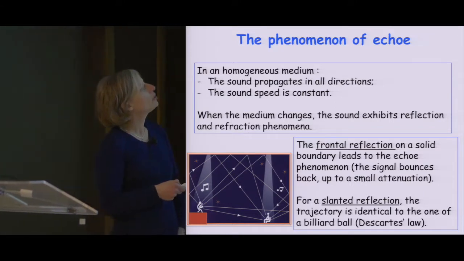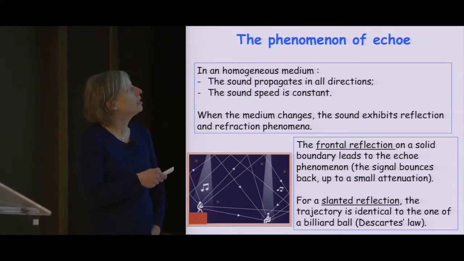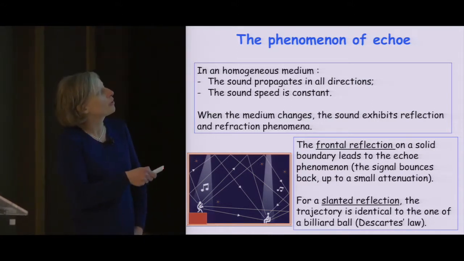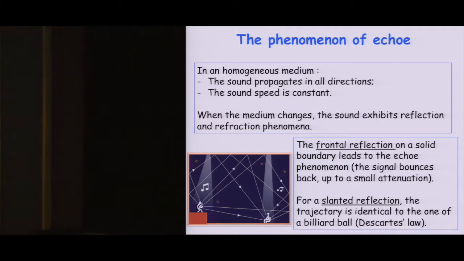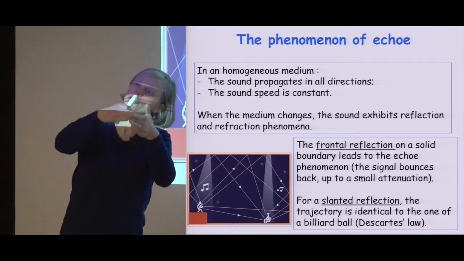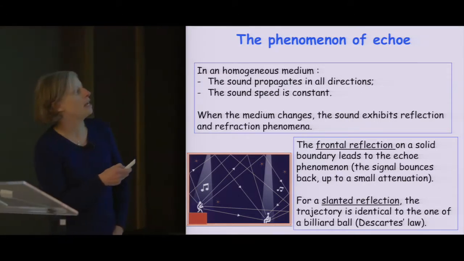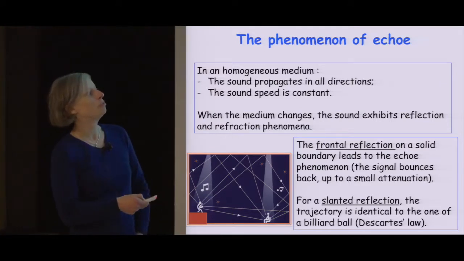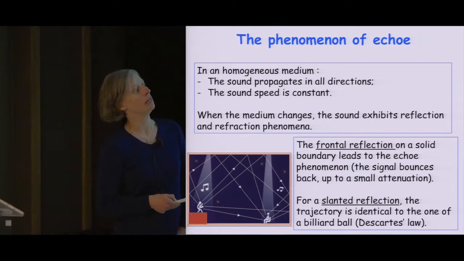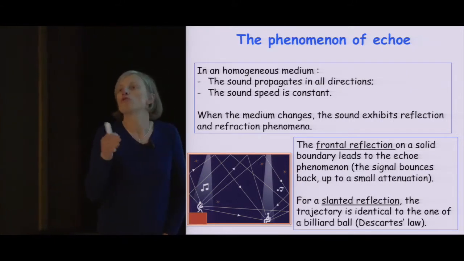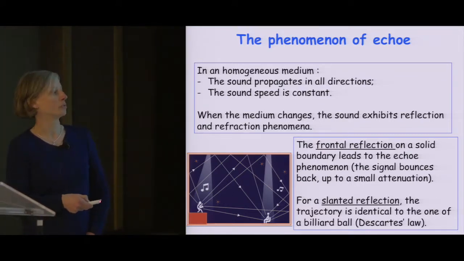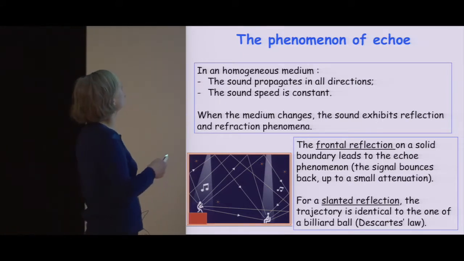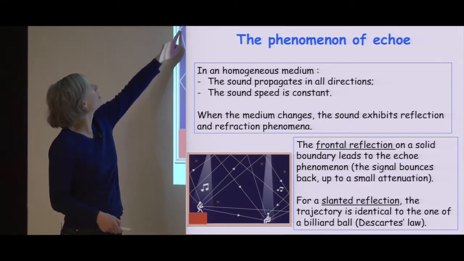And here we consider the very specific case where the medium is not really changing, but you have just a boundary, so you have only the reflection part. The easiest case is where the sound comes orthogonally to the boundary, and then what you expect is that the signal will just be bounced back, up to, of course, a small attenuation. But here I will completely neglect this attenuation phenomenon. So this is the case of frontal reflection. And now if you have an oblique reflection, here actually the picture is very bad because it's completely wrong here.